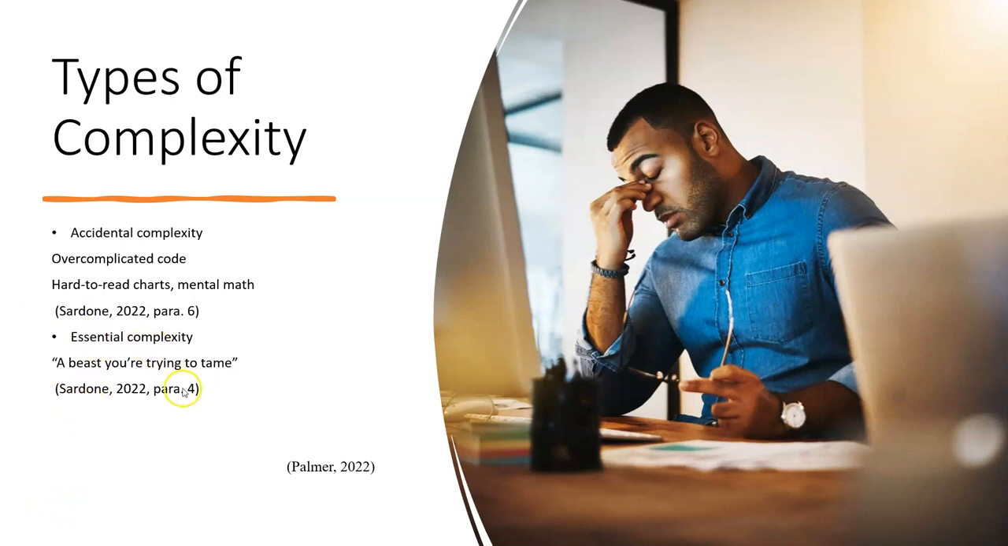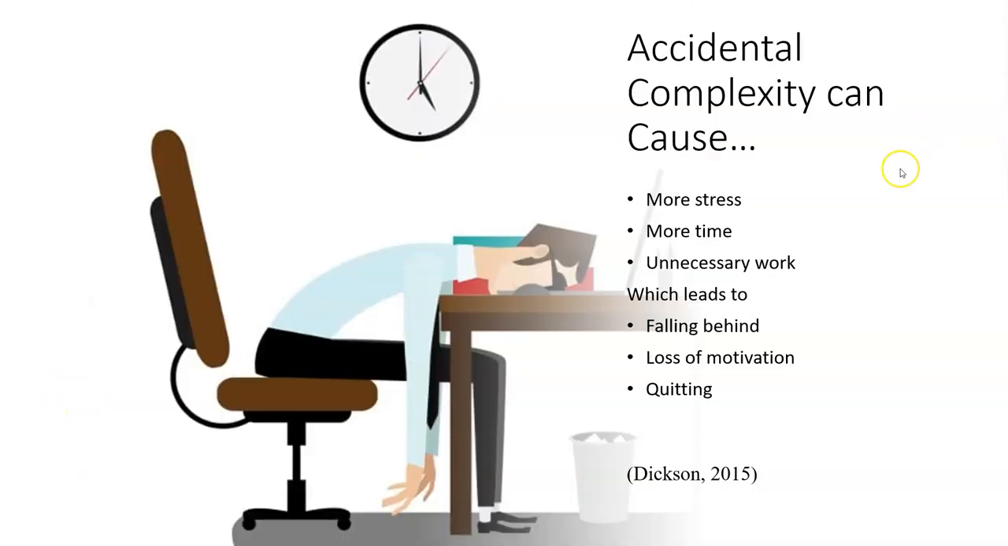Essential complexity is the hardships that come with being a software developer or engineer. As I stated before, it is a very complicated job. And Sardone thinks of this essential complexity as a beast you're trying to tame. Accidental complexity can cause and result in excess stress for the worker, more time they're putting in to try and fix a mistake that they created, which leads to them falling behind, losing motivation, and can end up with them quitting. And you see this guy over here is just very exhausted. He's slouched over his computer.